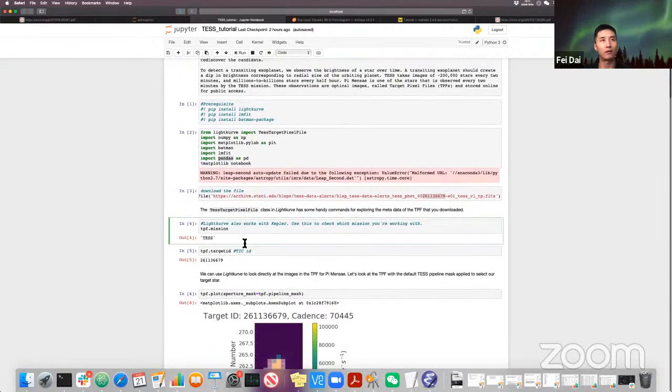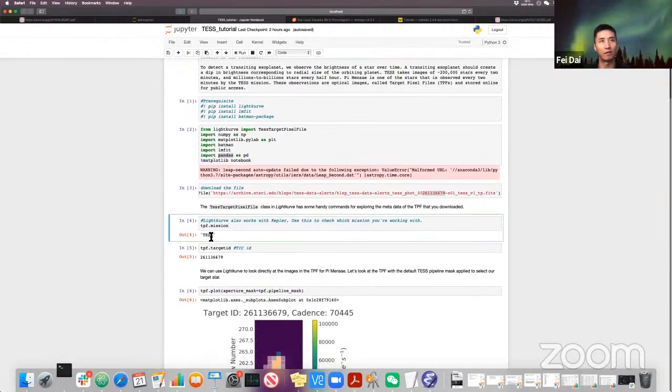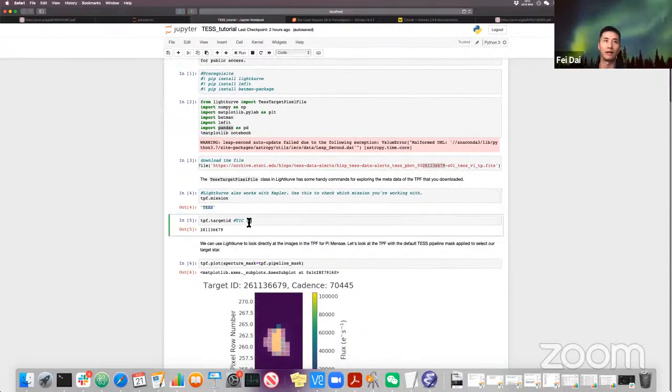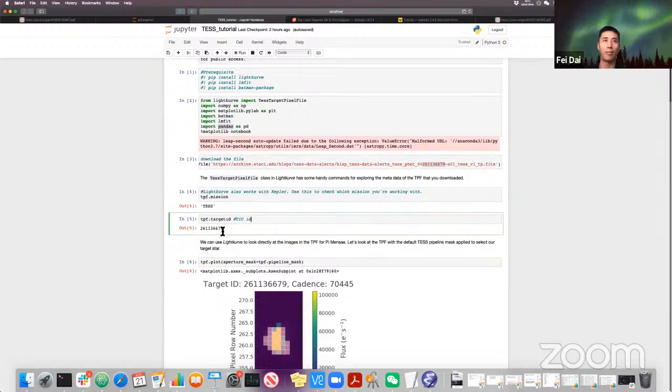So this cell tells us, okay, this light curve actually came from TESS. If you find a system that's being observed or has been observed by multiple missions, those will show up here. And you may want to treat the light curves from different missions separately because they have different kinds of systematic effects. This is the TIC ID, or the TIC name of the system.